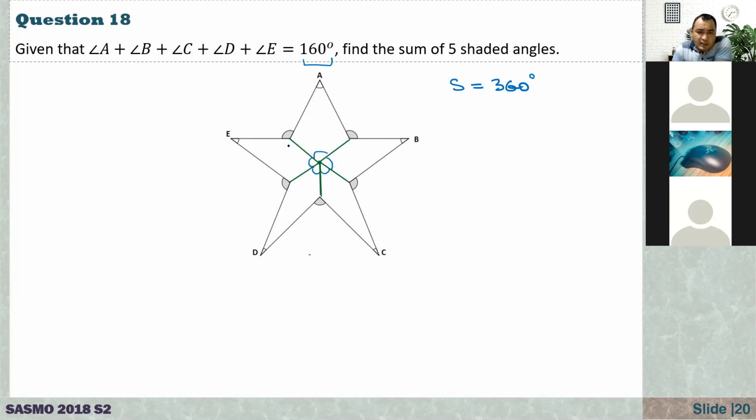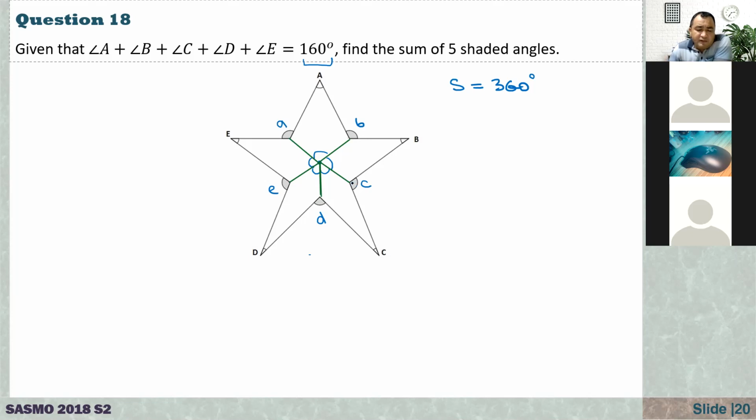To do this, if I subtract this angle from 360, it gives me this angle. Let me denote this by A, and this one is B, and this one is C, this one is D, and this one is E. So now I'm trying to find this unshaded angle. To do this, let me continue.